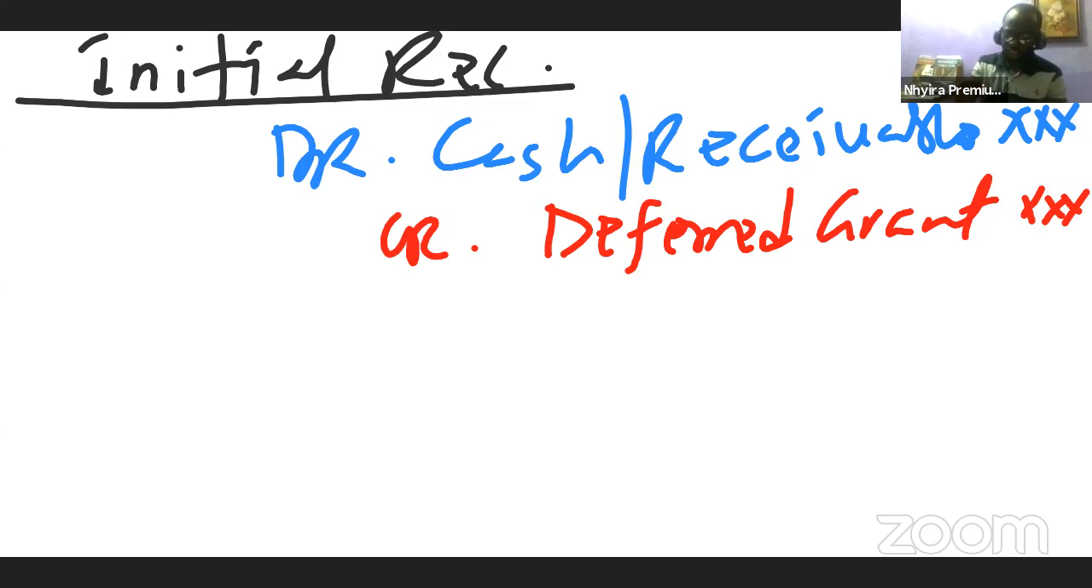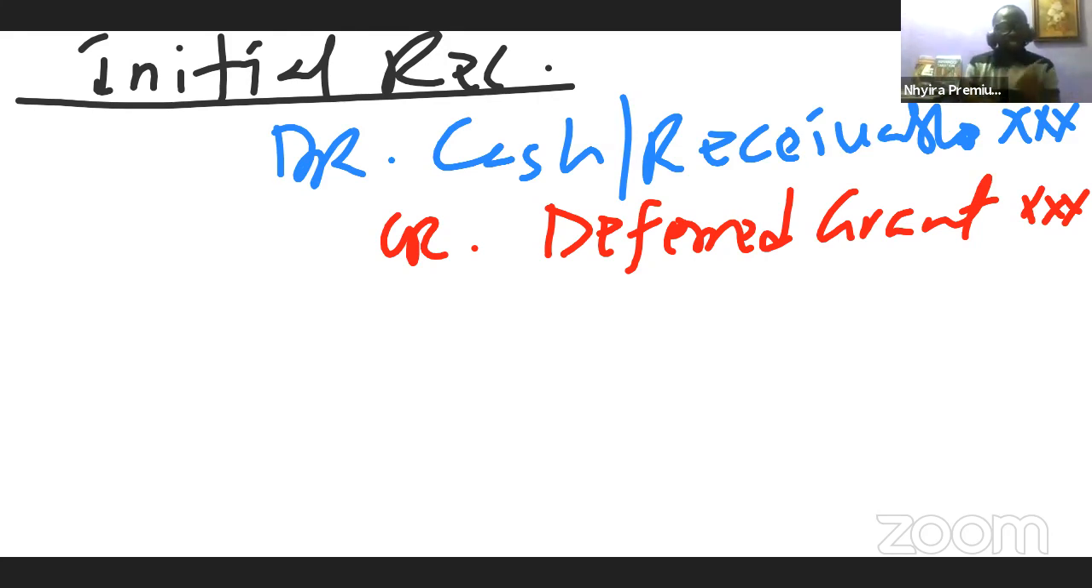So initial recognition, you debit your cash and then you credit your deferred grant account. Why do we defer the grants? We defer the grants because the grants must be accounted for in accordance with the economic useful life of the asset. In other words, we account for the grant or allocate the grant over the economic useful life of the asset.